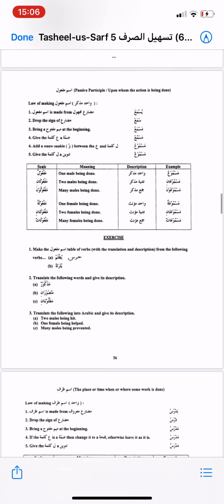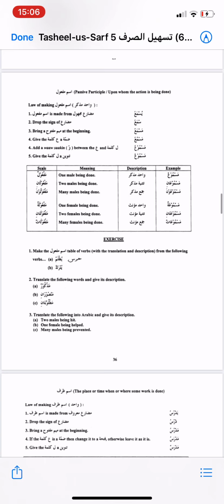Today we will cover ism maf'ul from Tasheel al-Nahw. We have the mafa'il khamsa we study in Nahw. Maf'ul and ism maf'ul, there's a difference between the two. The maf'ul which appears in the sentence is different to ism maf'ul.